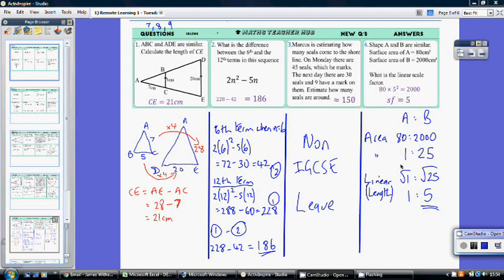So you go from area to length, you square root. If you were going from length to volume, you would cube. So square rooting the 1 and the 25, we get the relationship of 1 to 5. So the scale factor, what you would have to multiply by to get the length of B, is 5. So the linear scale factor is 5.